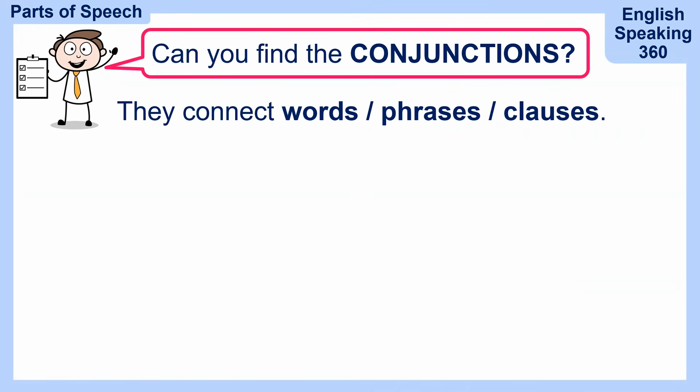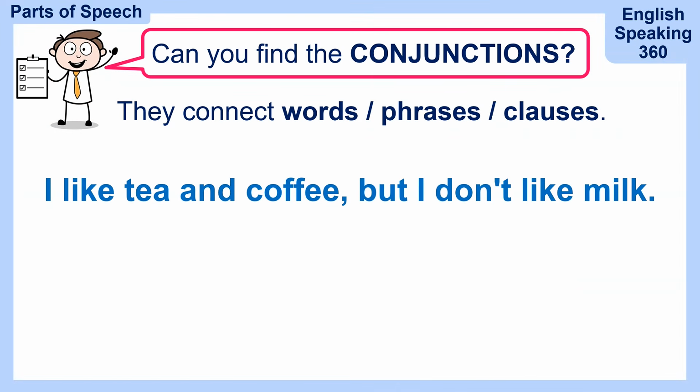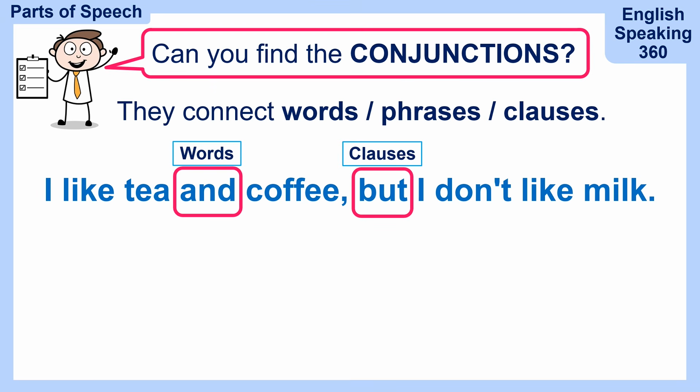Can you find the conjunctions? Here's your sentence. I like tea and coffee, but I don't like milk. Are you ready? The first one is "and," and it connects two words, tea and coffee. We also have "but." "But" connects clauses. I like tea and coffee, but I don't like milk.